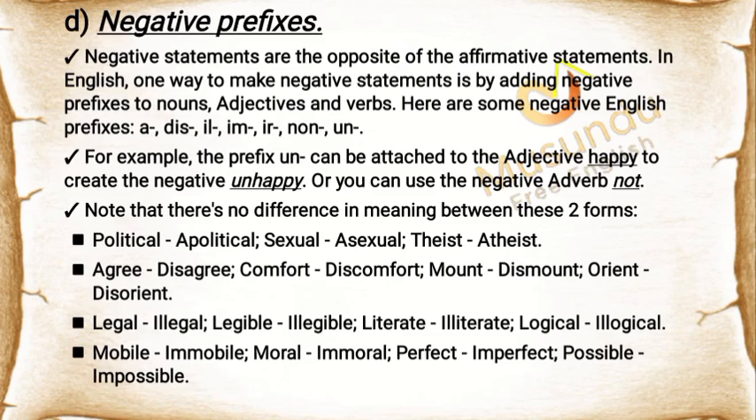D. Negative prefixes. Negative statements are the opposite of affirmative statements. In English, one way to make negative statements is by adding negative prefixes to nouns, adjectives, and verbs. Here are some negative English prefixes: a-, dis-, il-, im-, ir-, non-, un-. For example, the prefix un- can be attached to the adjective happy to create the negative, unhappy. Or you can use the negative adverb not. Note that there's no difference in meaning between these two forms.